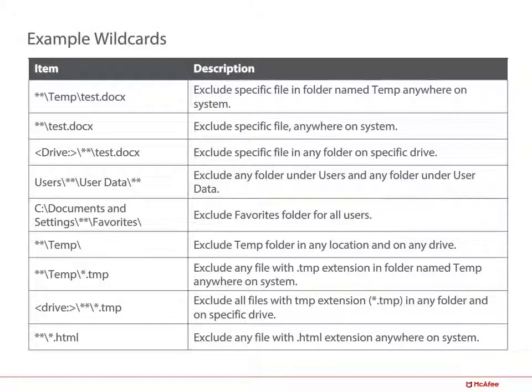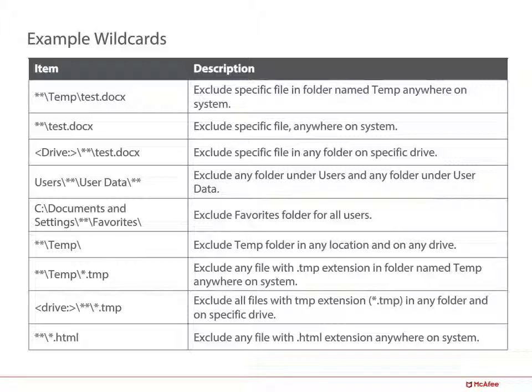In this slide, we have an example of several wildcards. So you can see the first one where we have the double asterisk is saying I'm excluding a specific file in a folder named temp, but that folder could exist anywhere on the system. The asterisk where it has test.docs is the same thing, except we're saying this specific file, and that can be anywhere on the system.